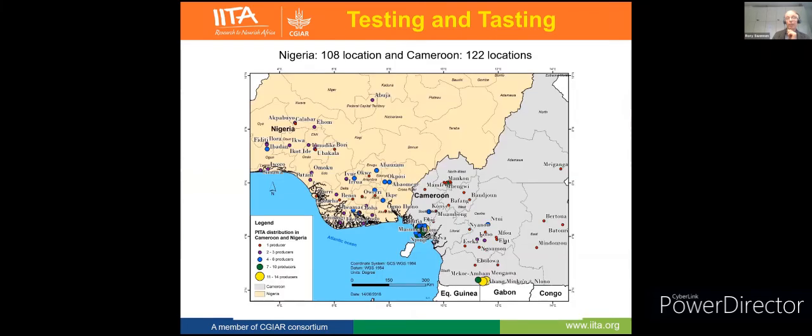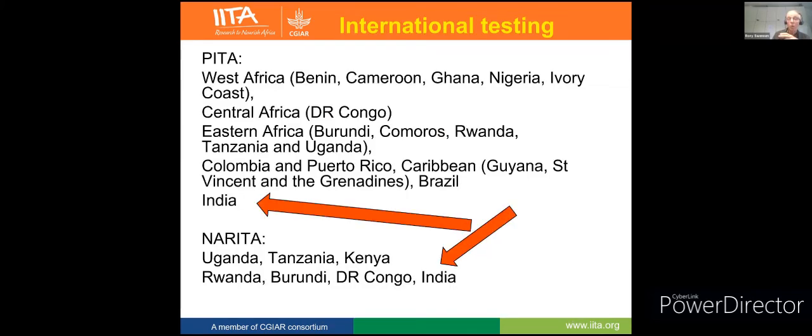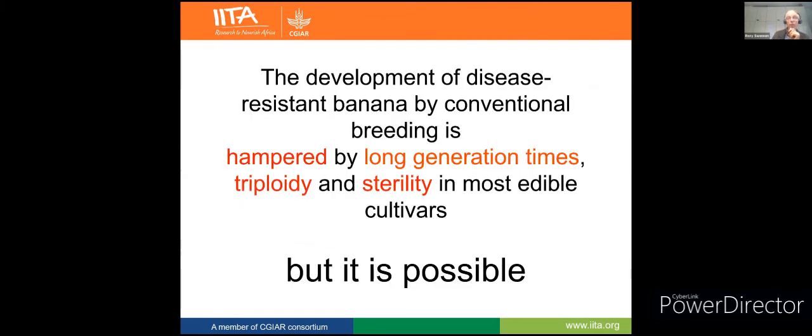With the plantains, we have been in farmers' fields already for a long time in Nigeria and Cameroon, and we are sending our material all over the world. We are now in more than 16 countries, and very importantly, I show you India, because in India we have race 4 of Panama, which we don't have in Africa except in Mozambique, and so there the Indian colleagues are testing our material for resistance to race 4. So in different countries.